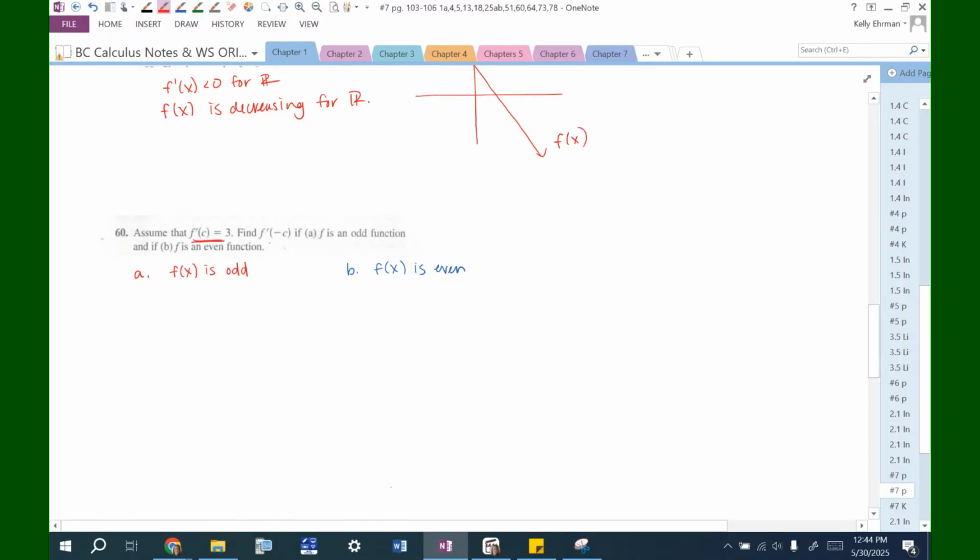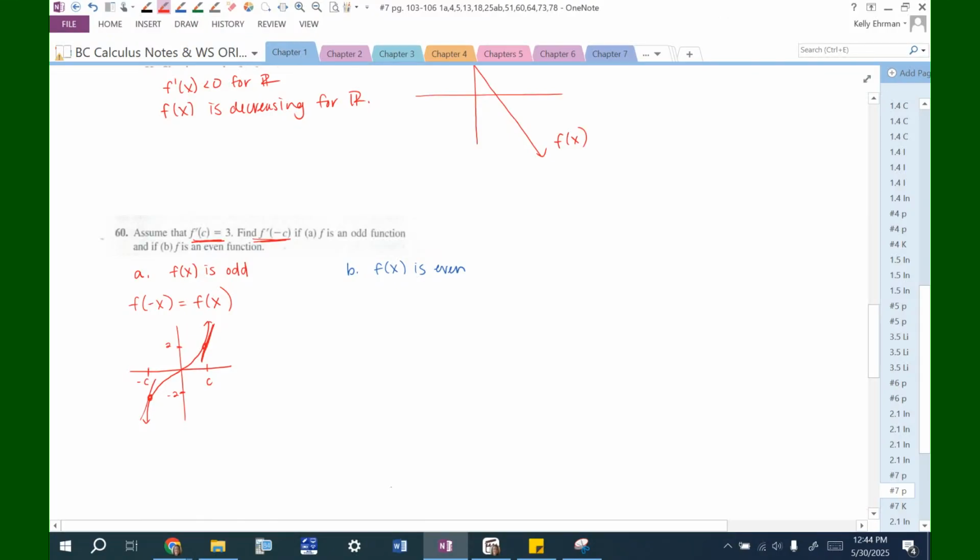find f prime of negative c. So for an odd function, if a function is odd, it means that f of negative x is equal to negative f of x. And if you have an odd function, it's like some sort of origin symmetry. So let's just say we have something going on like this. So f prime of c is 3. Let's just say that could be here. That could be a slope of 3. So then f prime of negative c, is that going to be negative 3 or not? Let's take a look. So let's just say that point is at 2 or whatever. Here it is at negative 2.